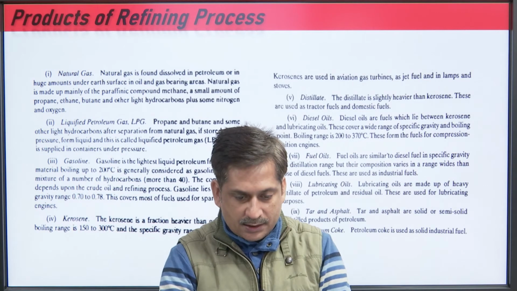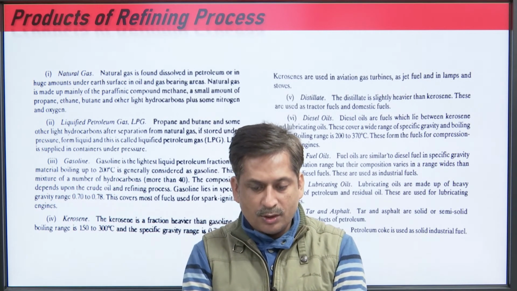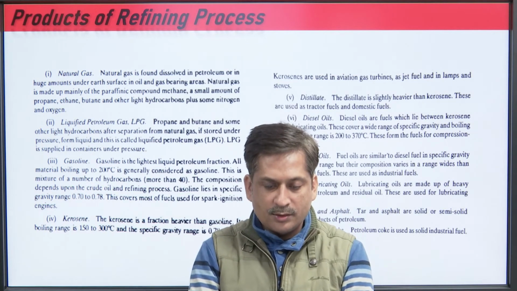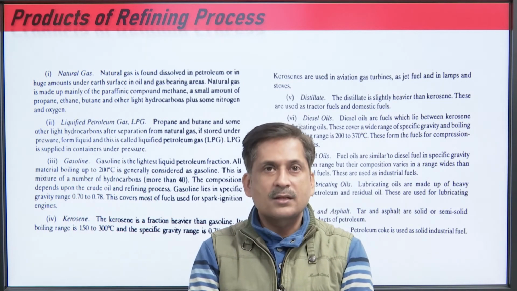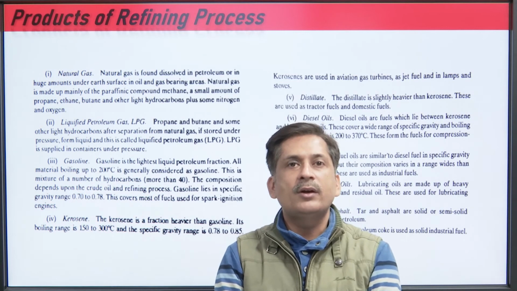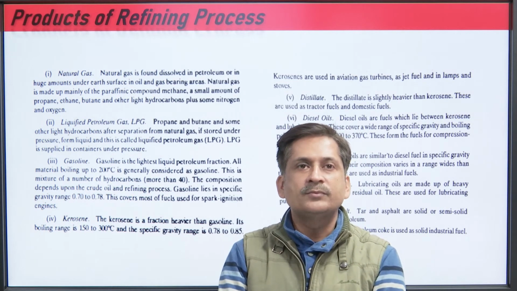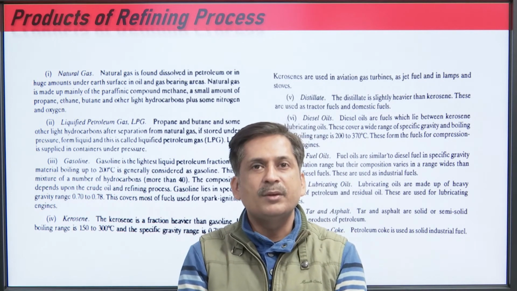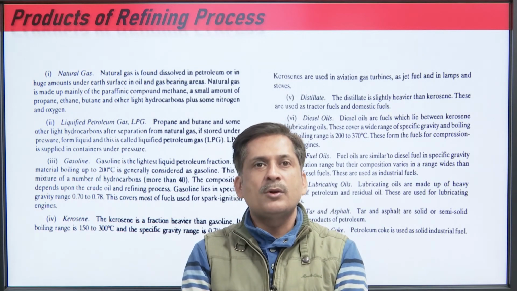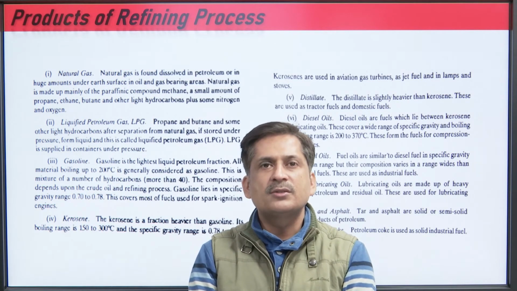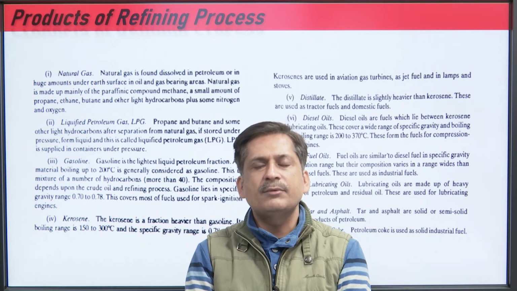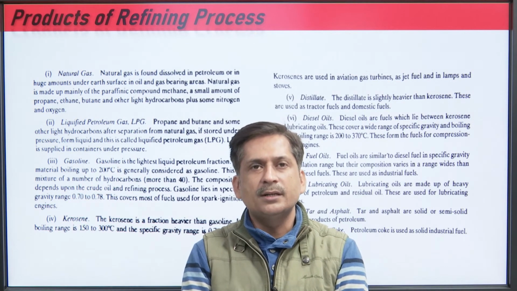One by one we will see this. So, natural gas, you all know what natural gas is. It is found dissolved in petroleum or in huge amounts under the earth's surface in oil and gas bearing areas. It is made mainly from paraffins, having methane, a small amount of propane, ethane, and butane also. It has 95% methane, and it has a very high octane rating.